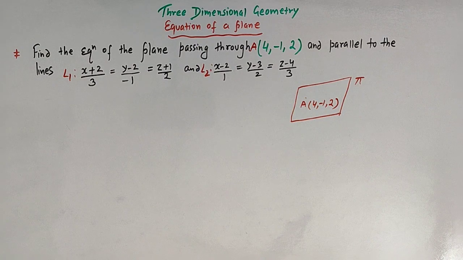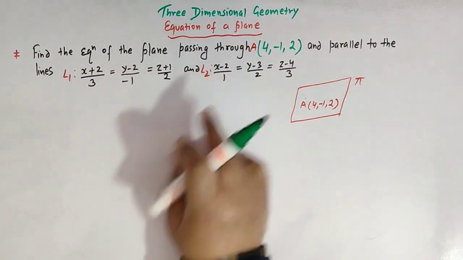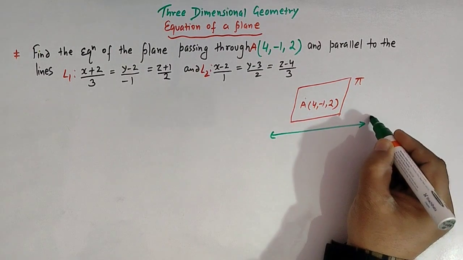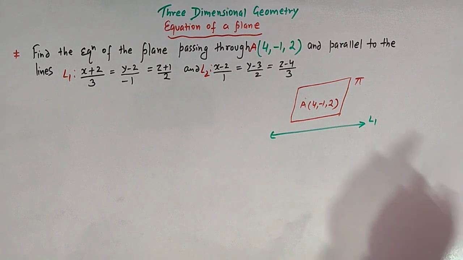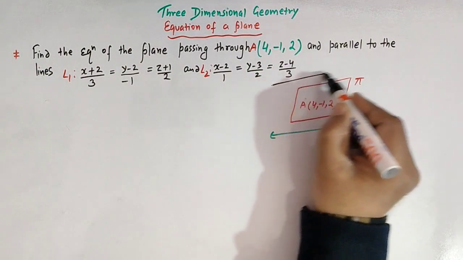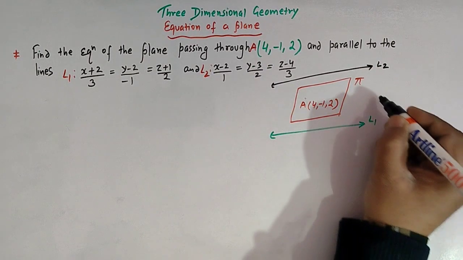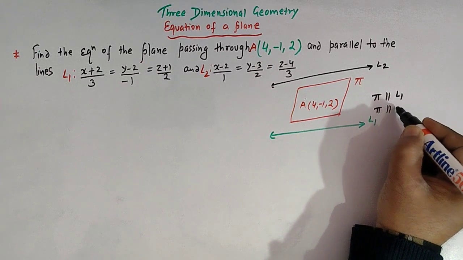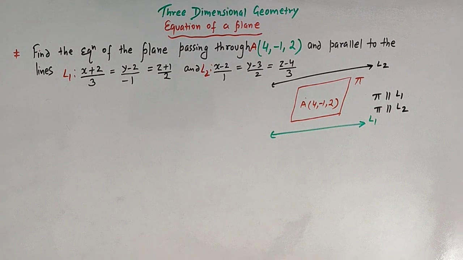Moreover, we are given that this plane is parallel to these two lines. Let us draw the first line like this. This is the line L1, and suppose this is the second line L2. So this plane pi is parallel to L1, and pi is also parallel to L2. Now we have to find the equation of the plane pi.